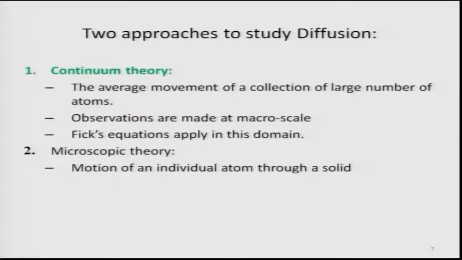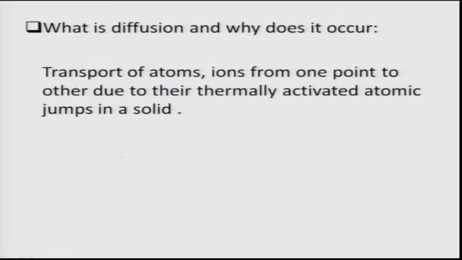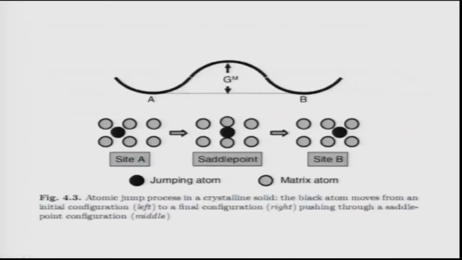Therefore, we also need to know the microscopic theory of the motion of the atoms, if we really want to know what is actually happening. So, first we will discuss the continuum theory. Why is there diffusion? Earlier I discussed that it is the transport of atoms because of thermally activated jumps, and the reason is basically thermodynamics.